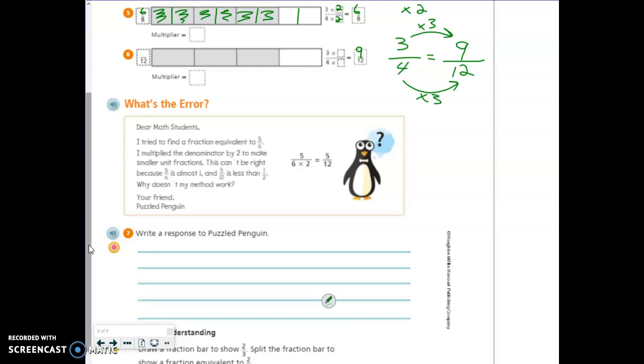Okay, so as we look at his problem, and they lay it out for us right here, they're showing us kind of what happens here. And if you look at what I did with my problem right up here, it should be a pretty good indication of what Puzzled Penguin did wrong. He's trying to find an equivalent or equal fraction, but he didn't treat the numerator and the denominator equally. He multiplied by the 6 on the bottom, but he didn't do anything to the top. So to be equal or equivalent, he would have also had to have multiplied the top by 2 as well.